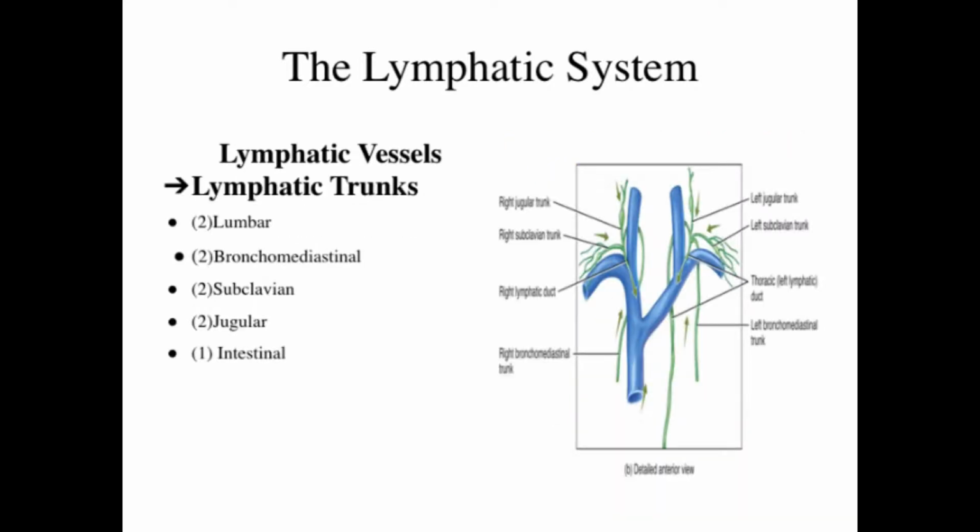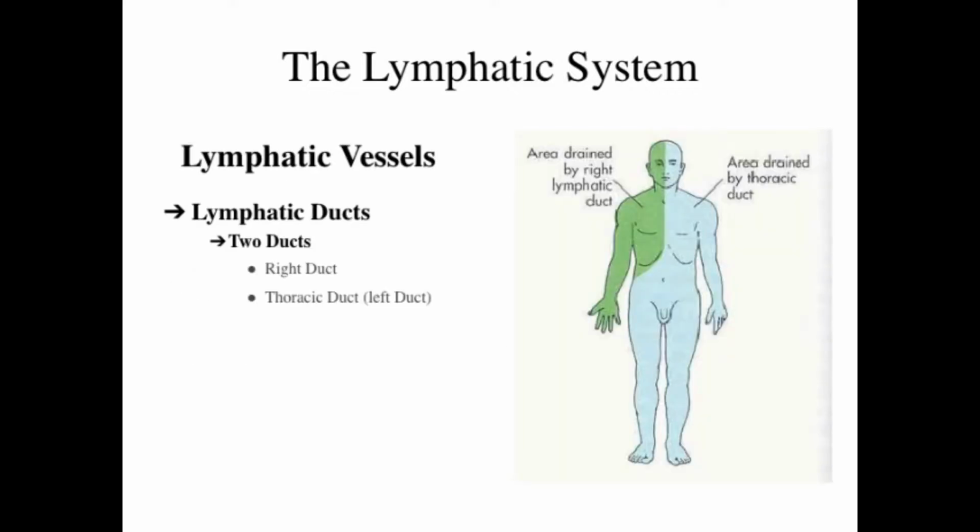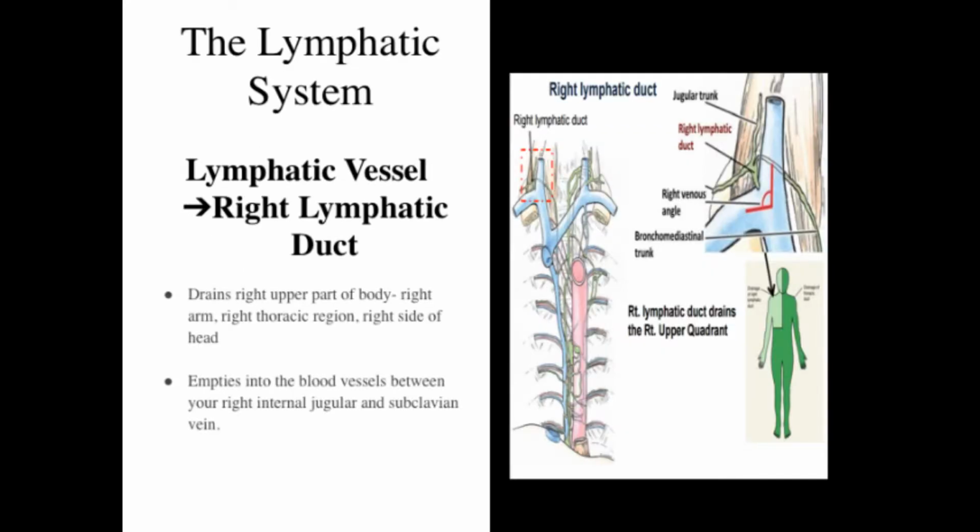The largest collecting vessels unite to form lymphatic trunks. These major trunks that drain lymph from large areas of the body are called the lumbar, bronchomediastinal, subclavian, and jugular trunks, and the single intestinal trunk. The lymph will then flow from the trunk to one of the two ducts. Once the lymph is in the two lymphatic ducts, it drains and empties into their corresponding sides.